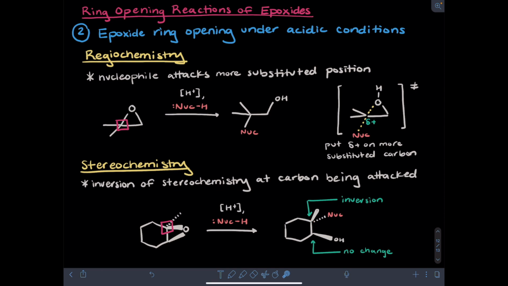of stereochemistry at this carbon that was attacked by the nucleophile. At the less substituted carbon, where you previously had a wedge bond to O, that wedge bond to O is maintained, meaning there has been no change in stereochemistry at this position because the nucleophile did not attack that less substituted position.